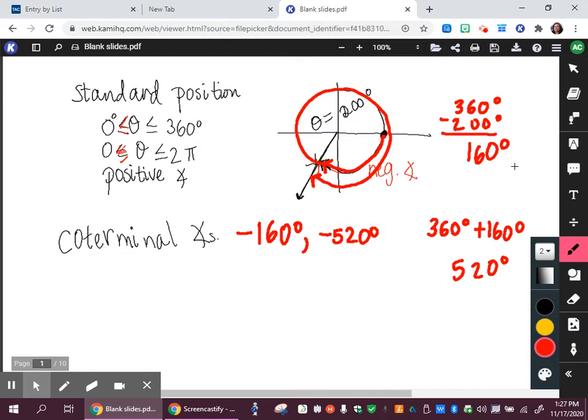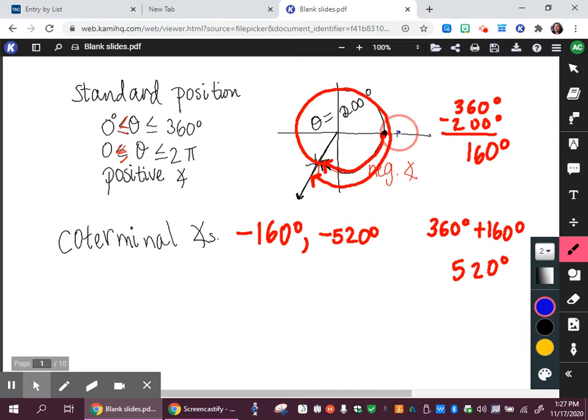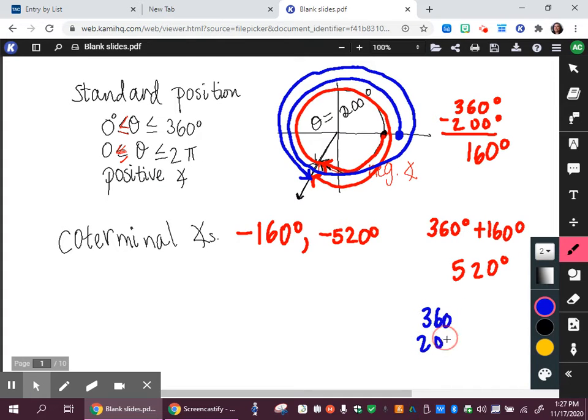Now you could also go in a positive direction. And if you chose to do that, and this is being repeated over and over, you still would have had to start on the positive x and go all the way around. You cannot stop here because that's the original 200. So I would have had to go one revolution, come back around, and then hit it again. In this case, I would have 360 plus 200, which gives me 560. So a positive coterminal angle would have been 560.